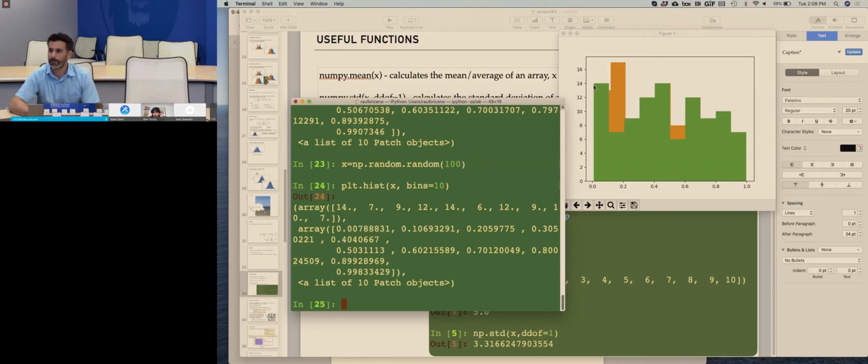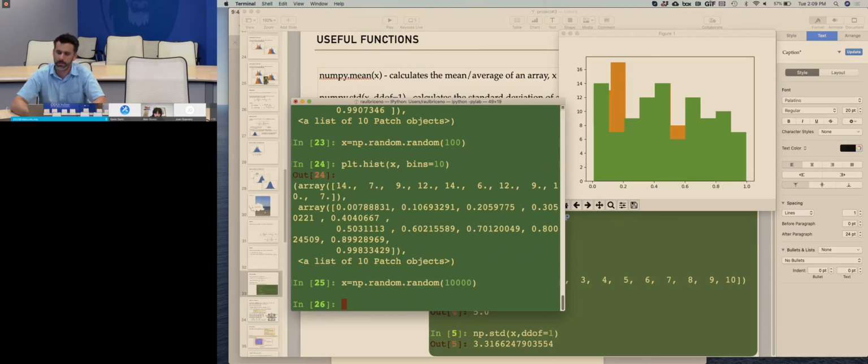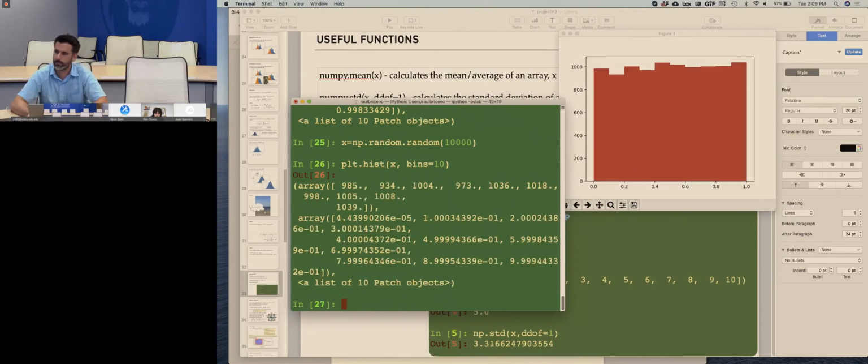If I were to tally the number of bins, they separated into 10 bins. If I were to tally the height of the bins, so 14, 7, and so forth, this has to add up to 100. Let's do something more fun. Let's make this now not 100, but rather 10,000. Let me try that again, plt. You see now the height got increased.